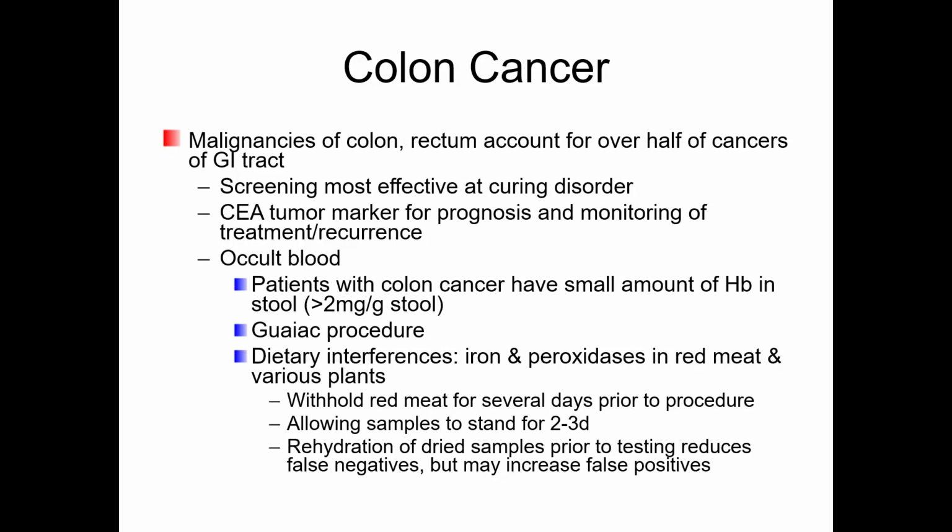Colon cancer. Malignancies of the colon and rectum account for over half of all cancers of the GI tract. Screening is most effective at curing or preventing the disorder. CEA is a tumor marker for prognosis and monitoring of treatment or recurrence. We typically screen for colon cancer using a colonoscopy that looks for anything abnormal in the colon. If there are abnormalities, a biopsy is taken and sent to the lab for evaluation. We look at it under a microscope and look for neoplasia or dysplasia. If that's noted, then we start the patient on treatment.